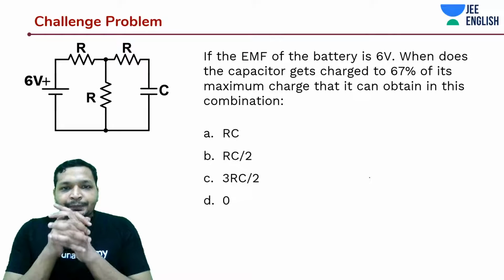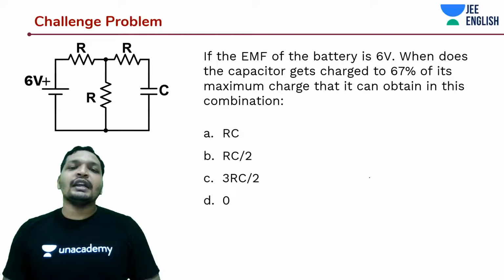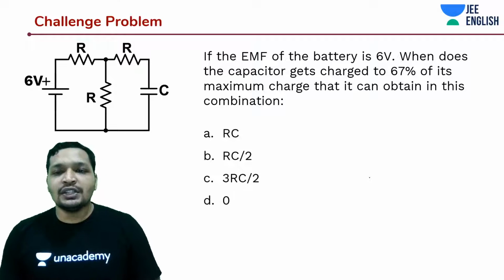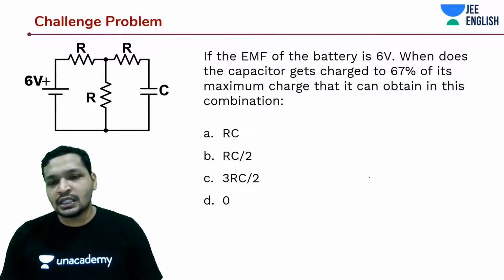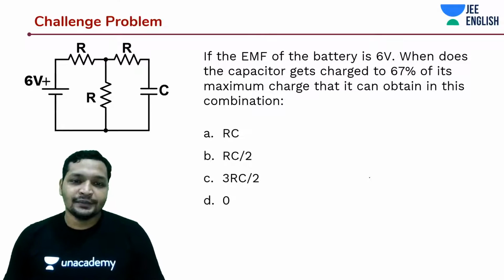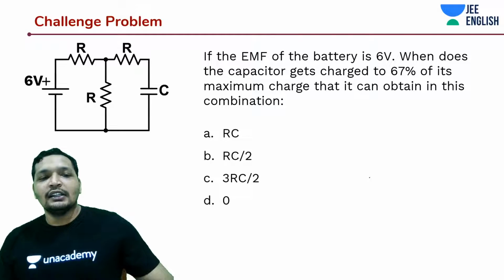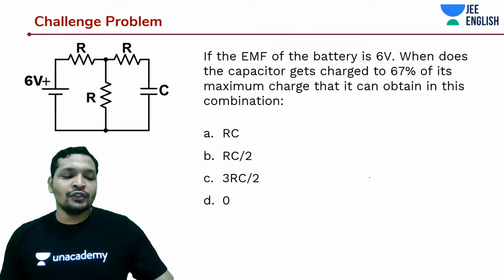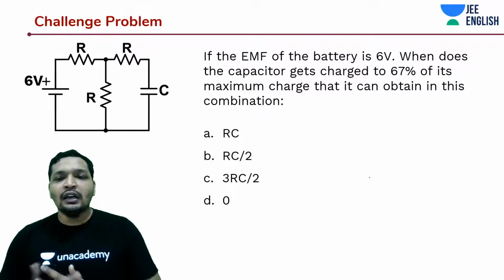How about this? Any guesses, students? If the EMF of the battery is 6 volts, when does the capacitor get charged to 67% of the maximum charge it can obtain in this combination? How would you do this question? Anyone who is aware of the trick? Or we should actually go through this method, like we just discussed, what is the potential and you would draw.